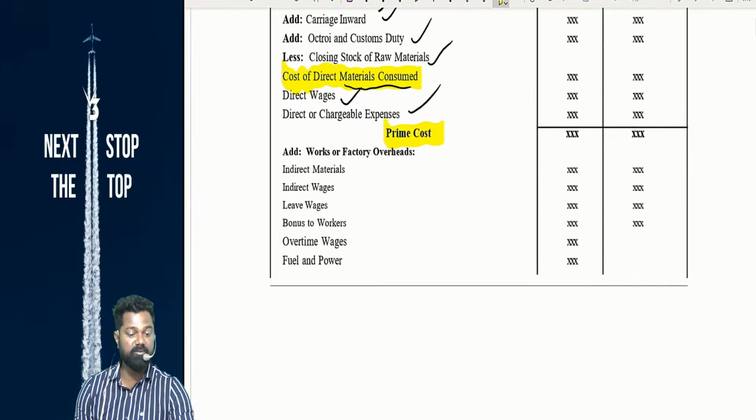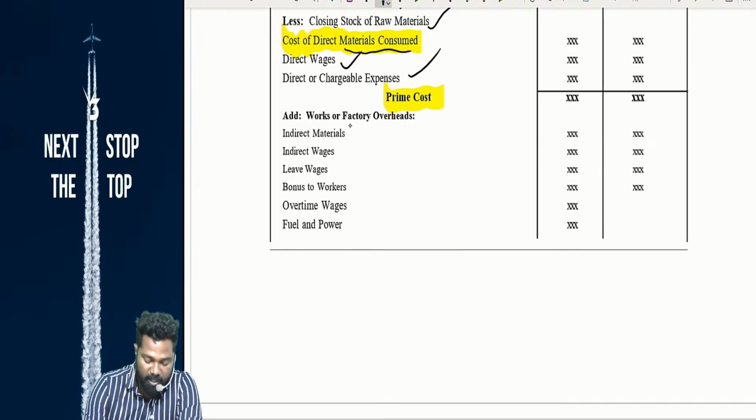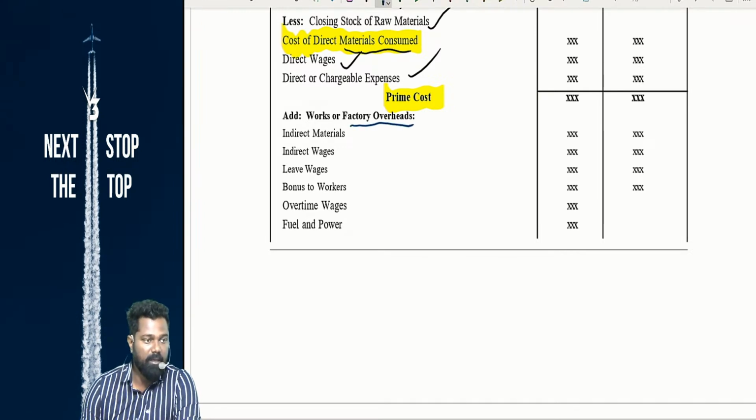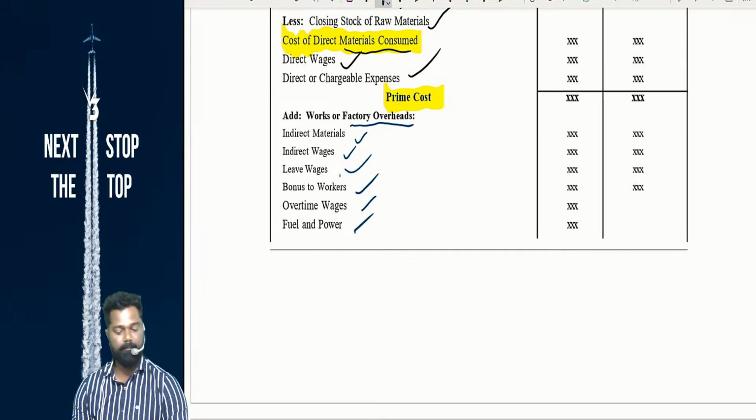Chalo. All the items now, just now I said there are so many items. Now, under factory overheads, these are the items which will come. We've already discussed factory overheads: indirect material, indirect labor will anyways come, right or not? Leave wages, bonus, overtime, fuel and power.